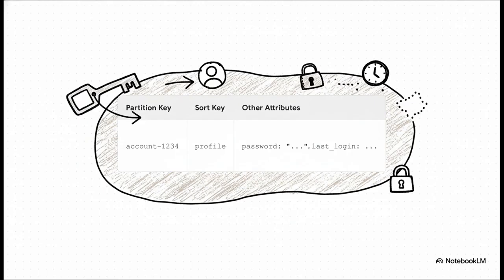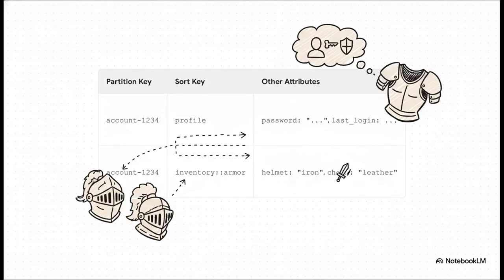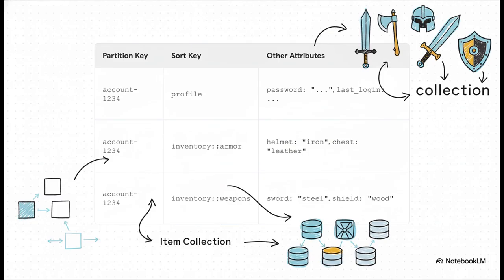Pretty simple so far. But what about their stuff? Like their inventory? Let's add their armor. So we create a whole new item. But here's the crucial part. Look closely. It uses the exact same partition key, account 1234, but the sort key is different. We'll call it inventory armor. You see what's happening? We're starting to group related data together, all under that one account ID. And we'll do the exact same thing for their weapons. Same partition key, account-1234, but a new sort key, inventory-weapons.